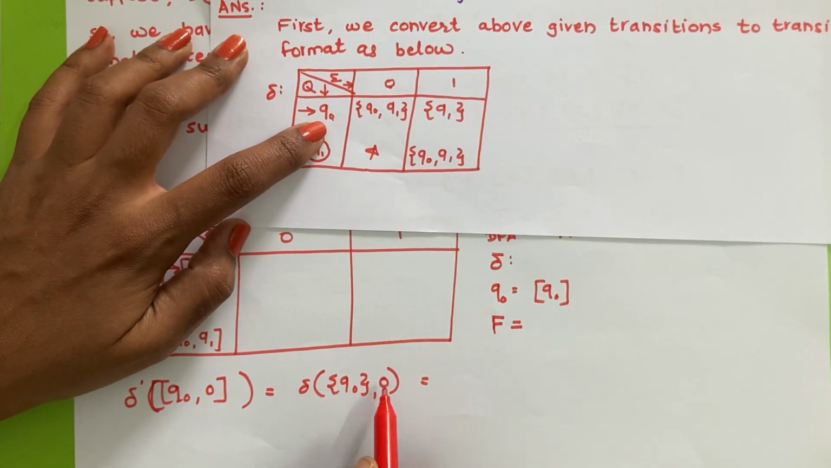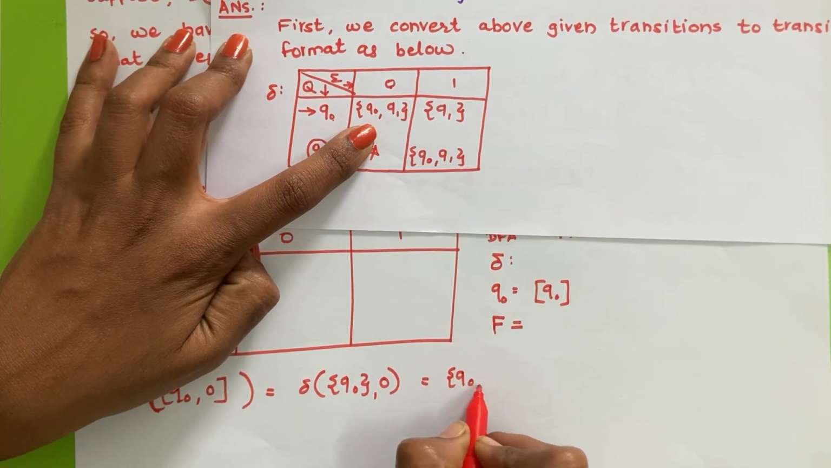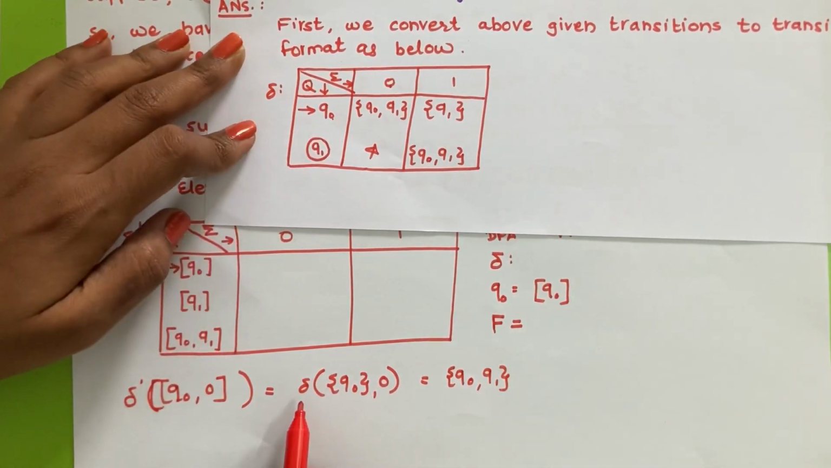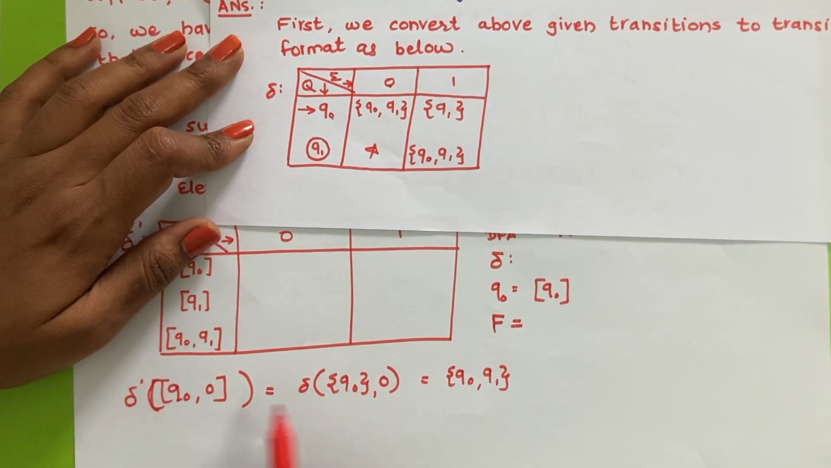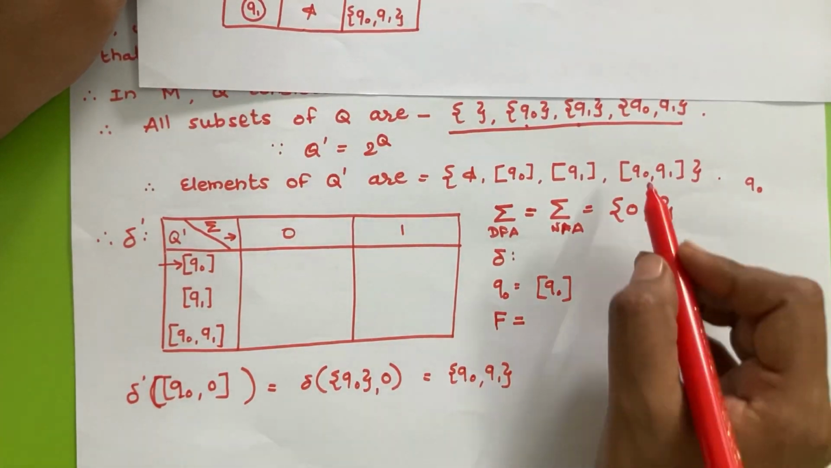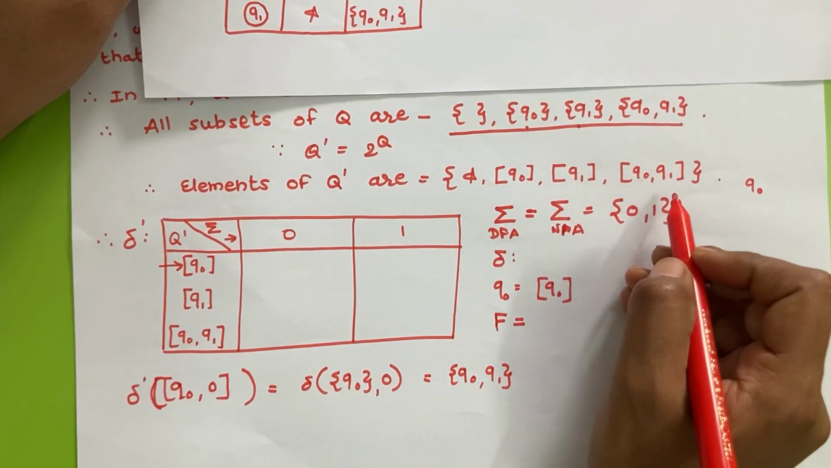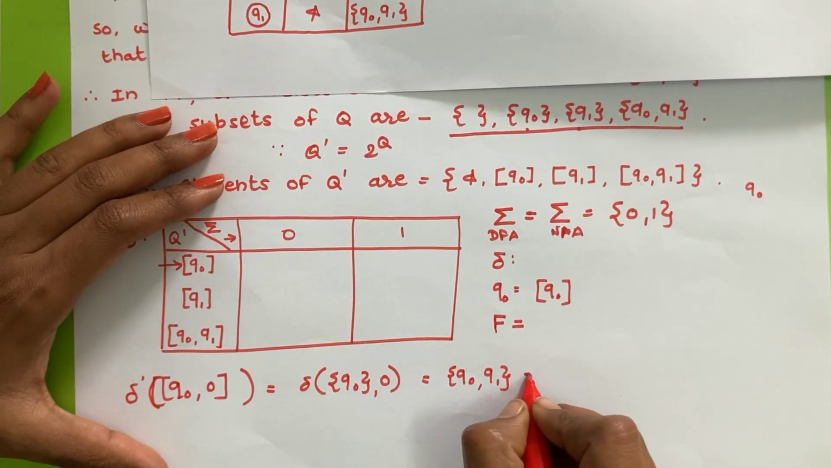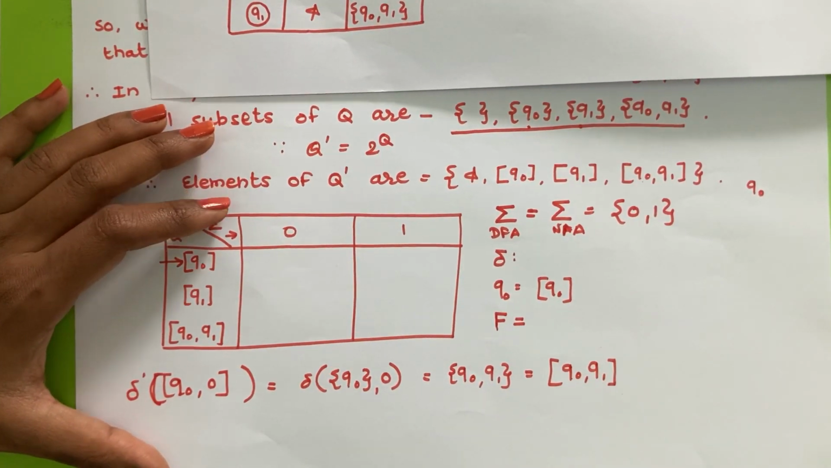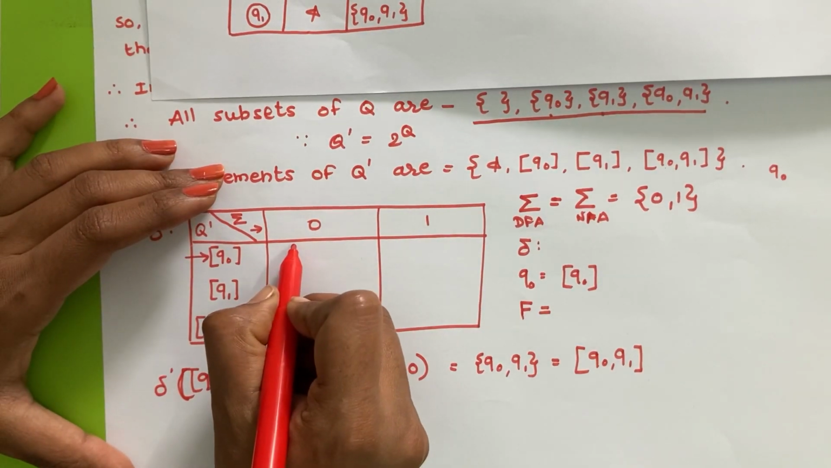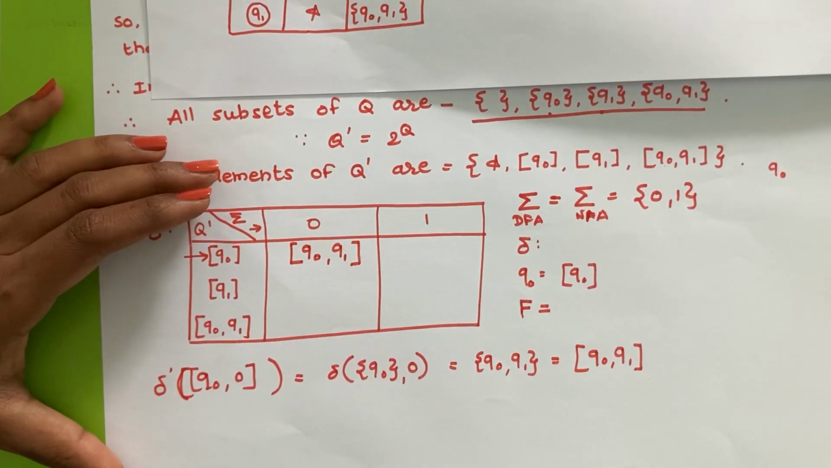So Q0, 0, the answer is Q0, Q1, but we want this state as output for Q0, 0. In the case of DFAs, we have renamed this state as Q0, Q1 in rectangular brackets. So I'll write it as Q0, Q1. Now we'll add this entry in Q0, Q1 in rectangular brackets.